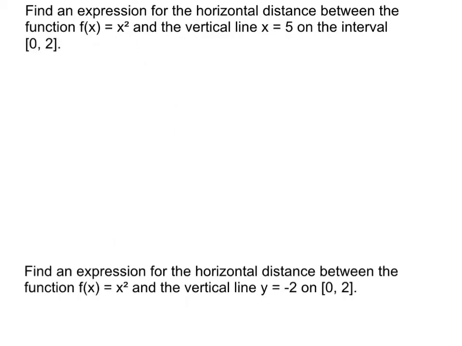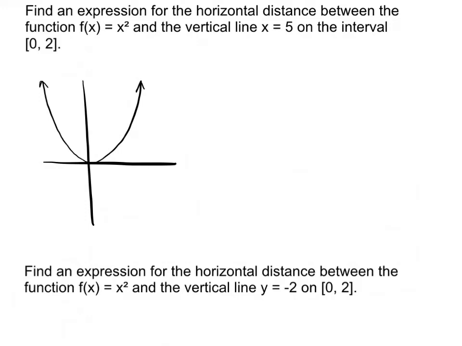So now I want to find an expression for the horizontal distance between the function f of x equals x squared and the vertical line x equals 5. So f of x equals x squared again looks like this. And the vertical line x equals 5, I've got this vertical line over here. Notice that even the setup of the problem, it doesn't make sense for me to talk about a vertical distance. I can't find a vertical distance between this and a vertical line. The only thing I could possibly find are these horizontal distances, right?